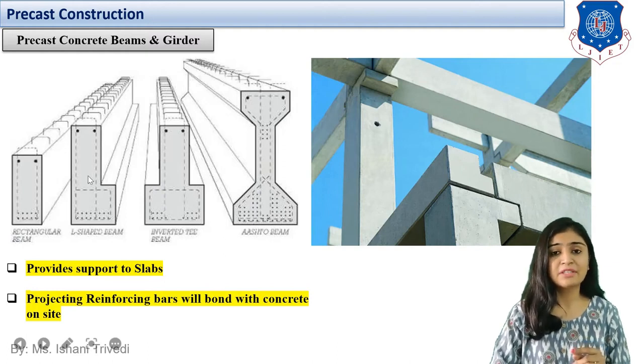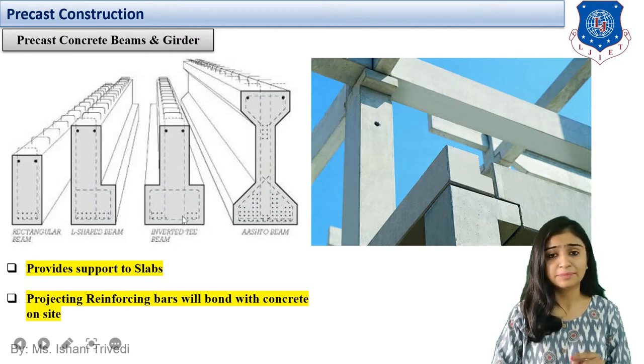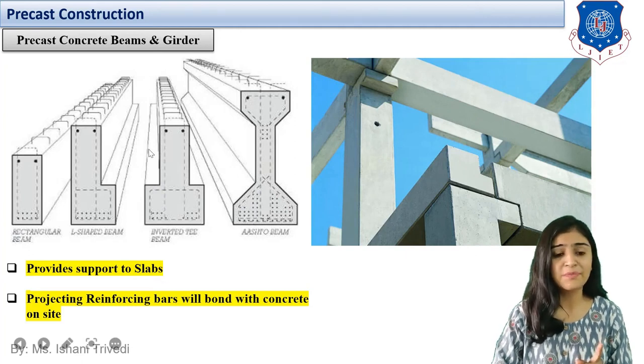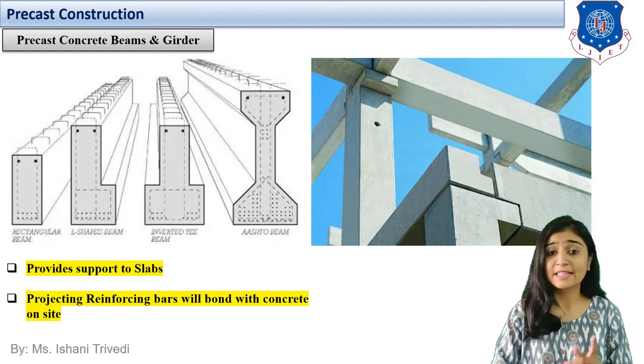The second which we have is the section, the elevation, right? The cross-sectional elevation is L-shaped. So we have the L-shaped beam. The third one which we have is the inverted T-beam. We saw the double T slab in which the T was provided at the bottom. Over here this is my major beam, the primary beam, and this is my secondary beam. So this is my inverted T beam. The last which we have is the AASHTO beam. We can see that the cross-sectional elevation is just like an I shape.